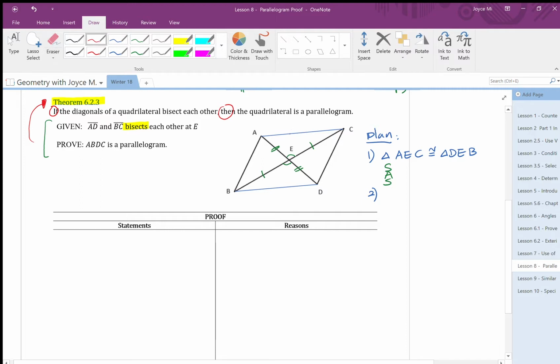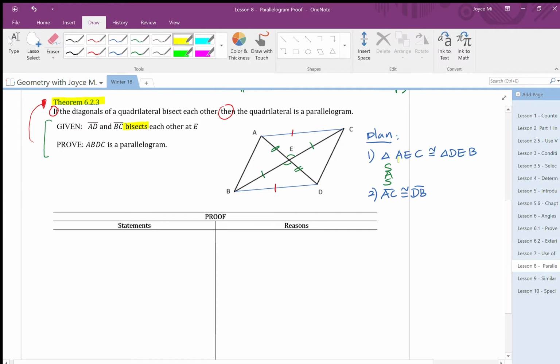I would have AC congruent to BD. One pair of congruent sides already. That's what I wanted. So once I get this, I'm going to get AC congruent to BD, or I can write DB, BD. It doesn't matter here, but I'm going to write in order. So AC, DB.